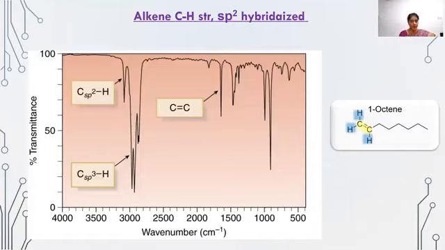Carbon is sp2 hybridized. The molecule is octene that has sp2 and sp3, both types of carbon hydrogen bonds. Below 3000, we observed sp3 CH stretching. Above 3000, sp2 CH stretching. At 1400, CH bending, and this is near about 1550. This is C double bond C stretching. So in comparison of alkane and alkene, sp3 hybridized carbon shows absorption below 3000, sp2 shows above 3000.